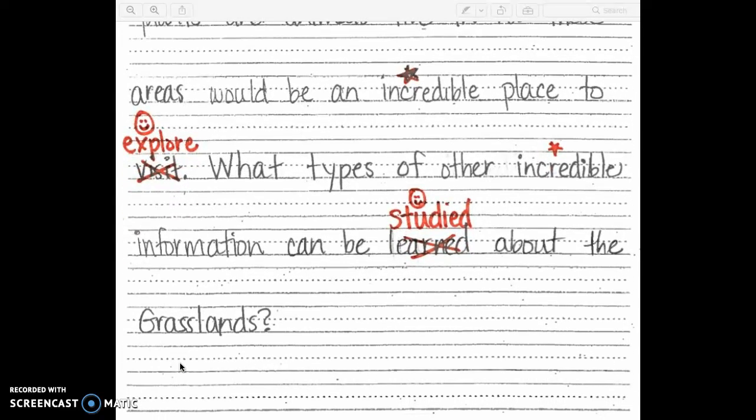My third sentence is a question that I want to ask my readers to get them thinking more about my habitat. What types of other incredible information can be studied instead of learned, because studied again is a little bit stronger verb, about the grasslands? And the reason I asked that question is that I would want my readers to possibly want to find other books or maybe go online and find out more information about the grasslands.